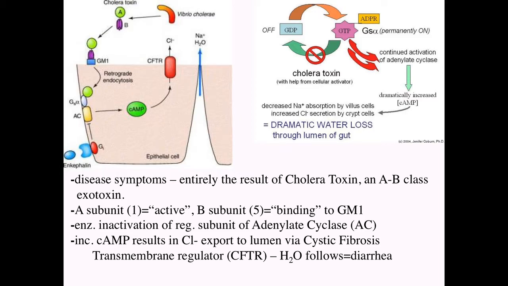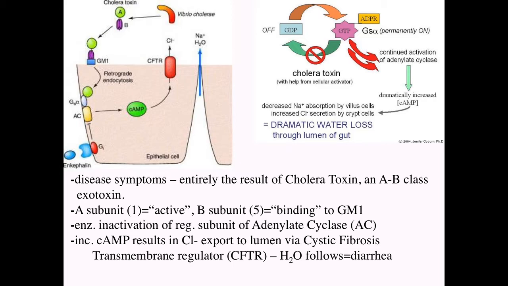So the B fragment binds to a ganglioside that's abundant, especially on the surface of our gastrointestinal tract cells, ganglioside GM1. And that will induce retrograde endocytosis. So this material will be taken in, and it will actually gain access through the Golgi apparatus and move backward through that system. So that's what we mean by retrograde. And again, we'll talk about it.